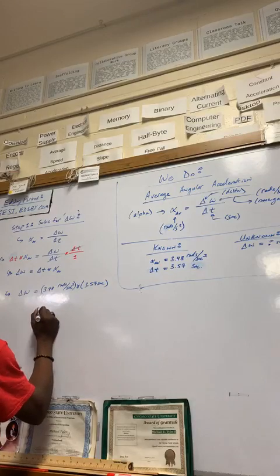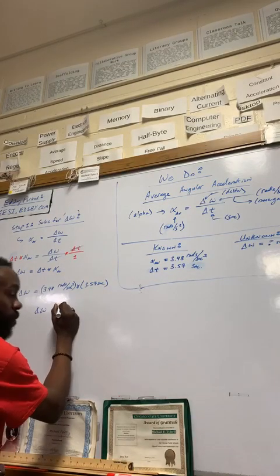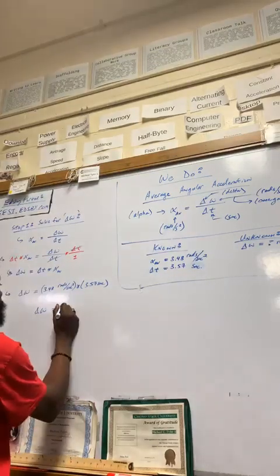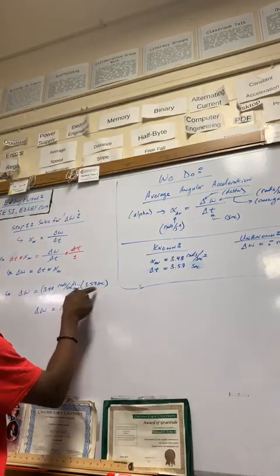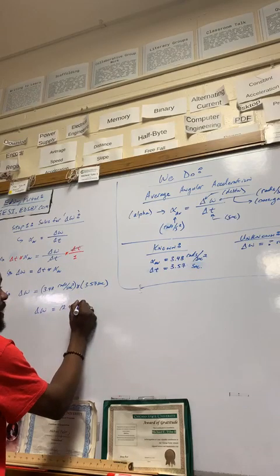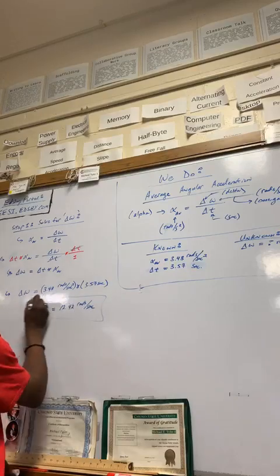So I'm going to do that right now. Delta omega is equal to, like we said, 12.42. And that's going to be, remember, our cancellation, so it should be rads per second. And that is all she wrote.